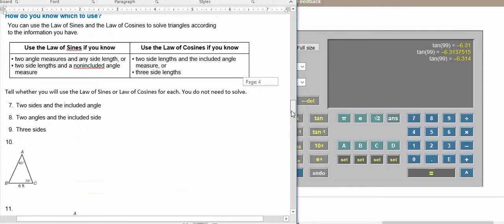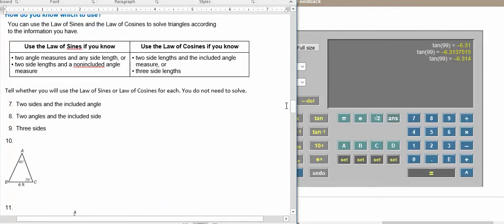There's also some information here about when you would use which one. So these next 5 problems are just, you're going to write law of sines or law of cosines depending on what you're given. So in number 7, it says you're given 2 sides and the included angle. So let's look and see which one would work best.